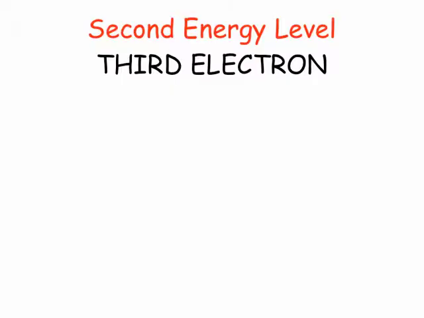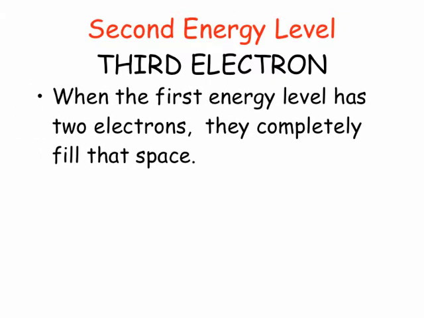The second energy level is where the third electron starts to be placed. So now we're in energy level 2, but we are still in the s section. So when the first energy level has 2 electrons, they completely fill that space. We need to move on.